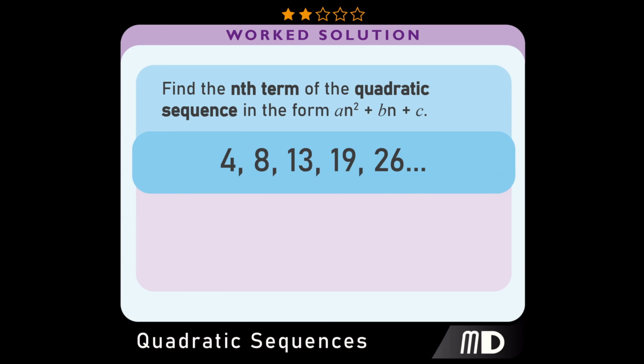Now, in this video, we're going to answer the following question. Find the nth term of the quadratic sequence in the form an squared plus bn plus c. And we've been given the sequence 4, 8, 13, 19, 26, and so on.